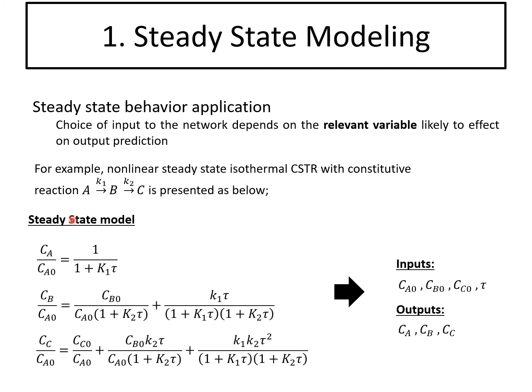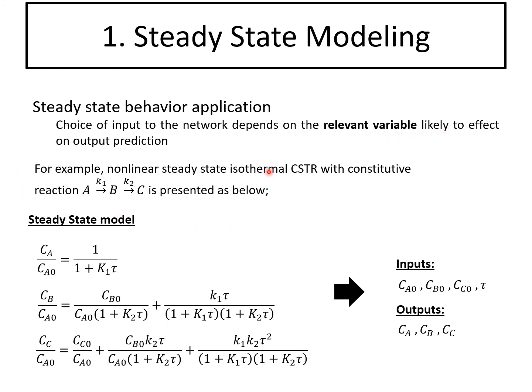For the steady state, basically what we want is to just predict the steady state behavior. In this case we have this reactor here, a batch reactor, but we want to predict only the steady state model. So basically the choice of input to the network depends on the relevant variables likely to affect the output prediction. Choose the relevant variables to affect the output prediction.